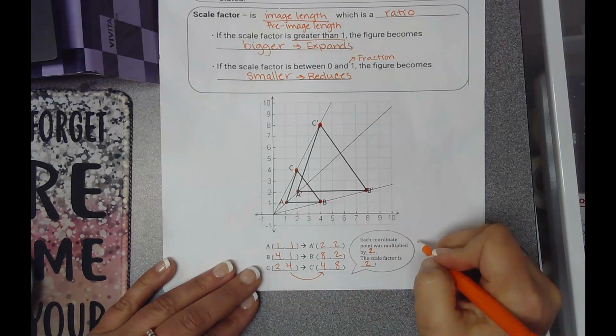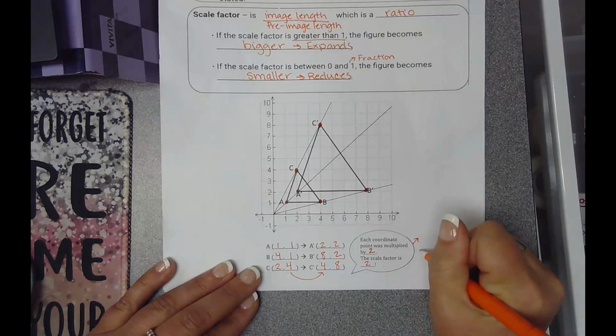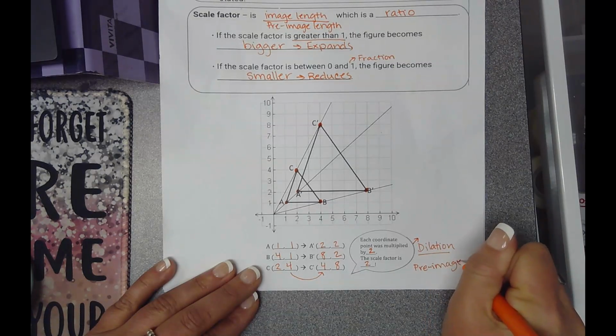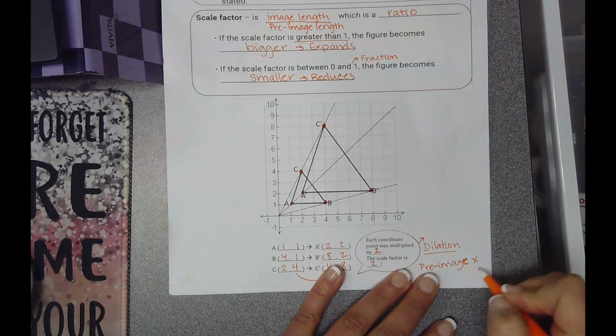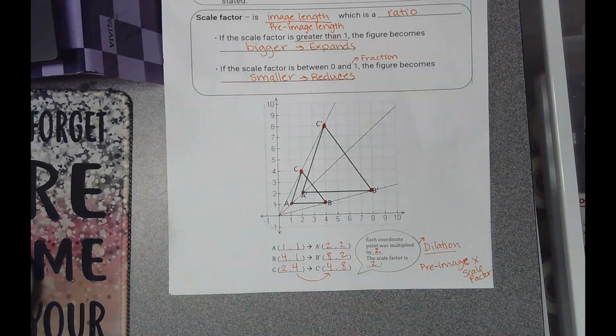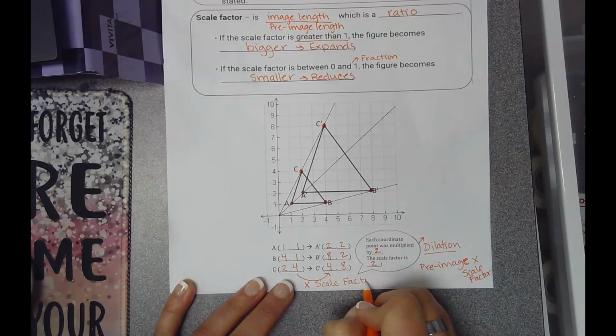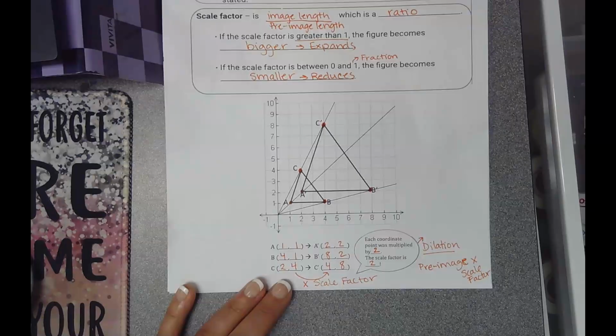So to get our dilation, we're going to take our pre-image and we're going to multiply it by our scale factor. And that's going to give us our image points. Okay, so again, multiply by your scale factor. And that's it.